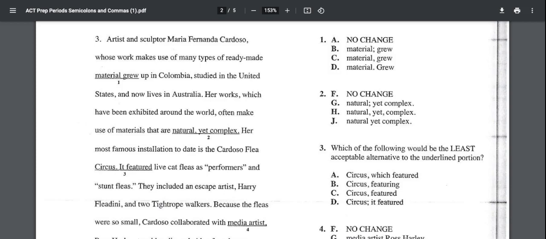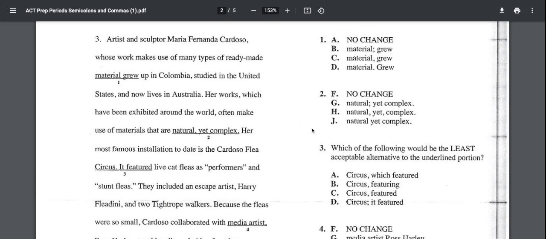Artist and sculptor Maria Fernanda Cardoso, whose work makes use of many types of ready-made material, grew up in Colombia, studied in the United States, and now lives in Austria. So here we have the subject, artist and sculptor Maria Fernanda Cardoso, and then we have some verbs that go with her. She grew up in Colombia, studied in the United States, and now lives in Austria. So we do need a comma here to separate this unessential phrase that is giving us more information about Maria. So the correct answer then would be C.